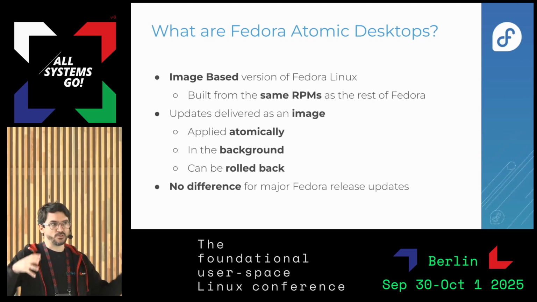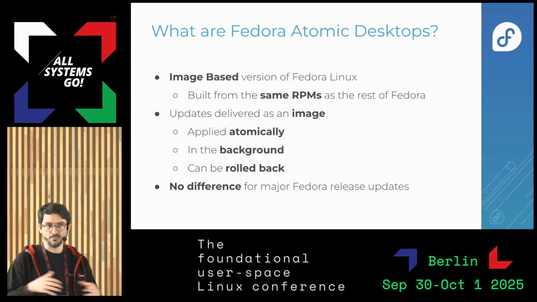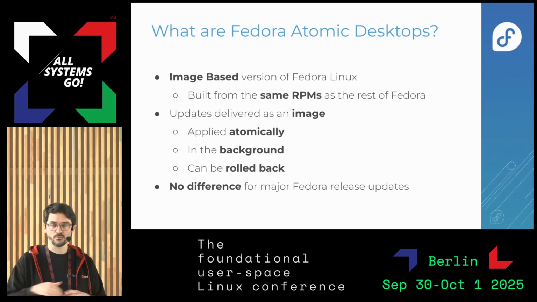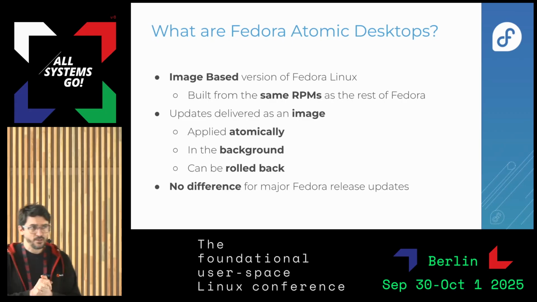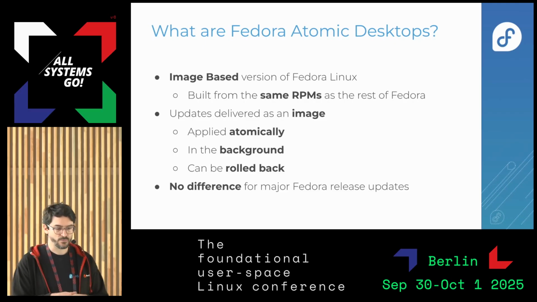So the way this technology works, it's an image-based system. So you get atomic updates. You're sure that the updates are either applied or not applied at all. They are applied in the background. You get background updates, and when you reboot, you get to the new version. Whatever happens, you can always roll back. You can have multiple versions installed at the same time on the same system, and you can pick, when you boot, the one that you want to boot.